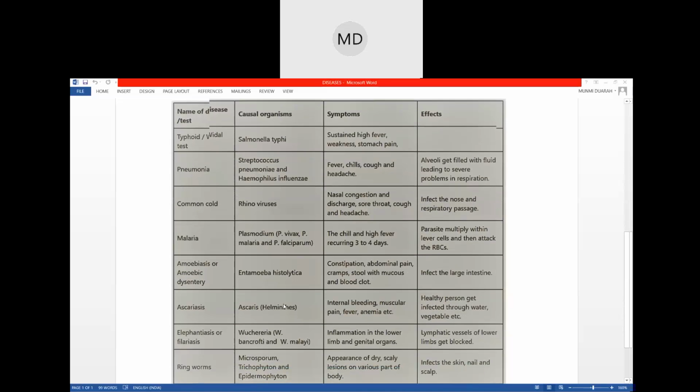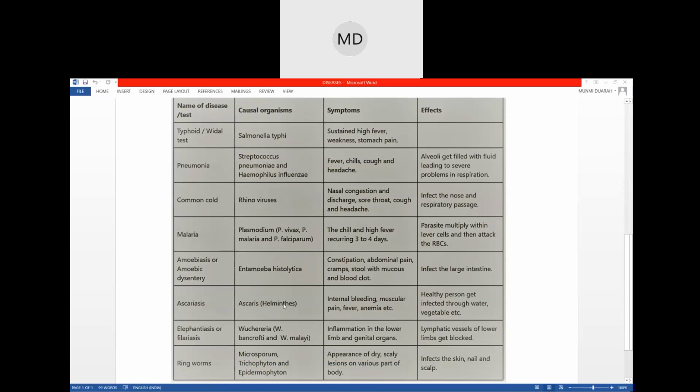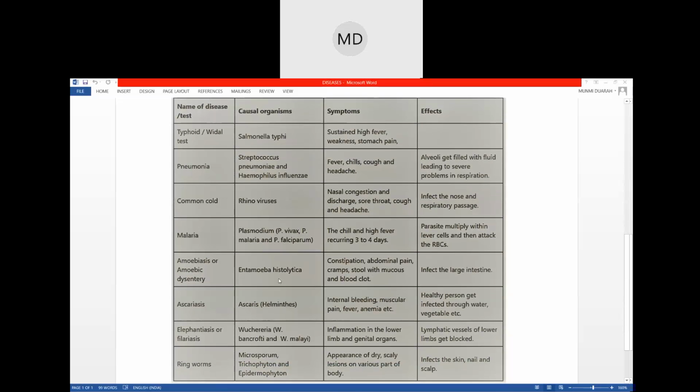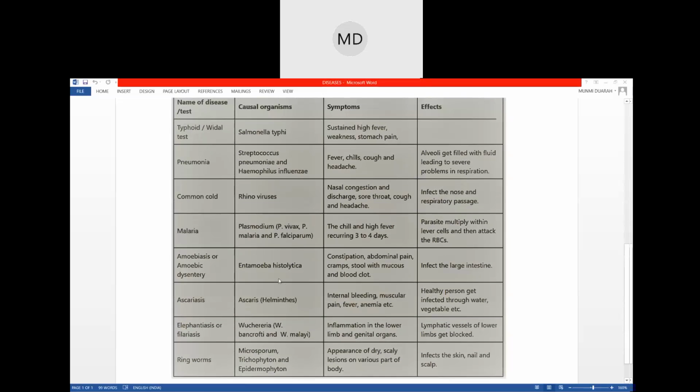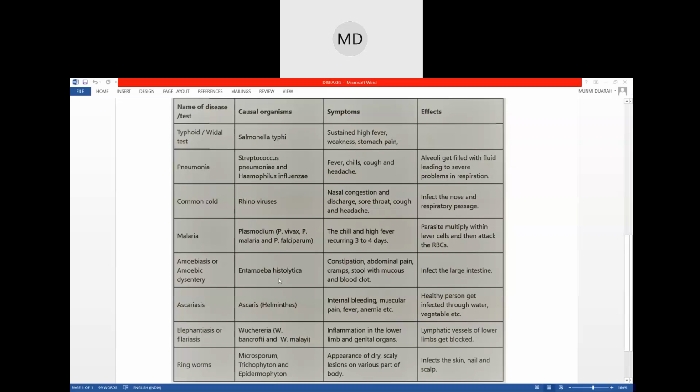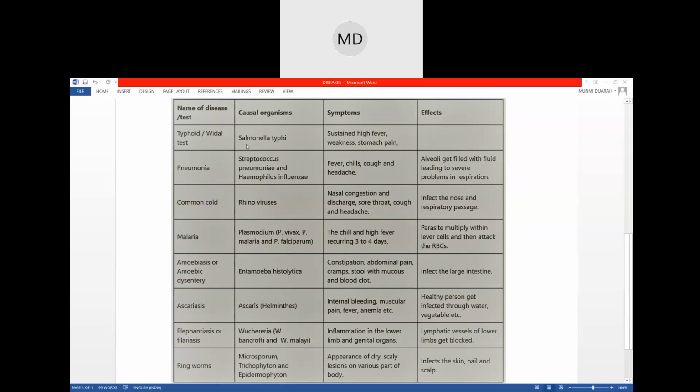Now this chart is very important, and you need to memorize this chart. This chapter is very short. This is the end of this chapter, but there is only one thing, that you have to memorize this chart. That is the causative organisms. Like I have mentioned, for common cold, it is rhinovirus. Rhinovirus is a causative organism. What is a causative organism? A causative organism means the organism which is responsible for the disease.